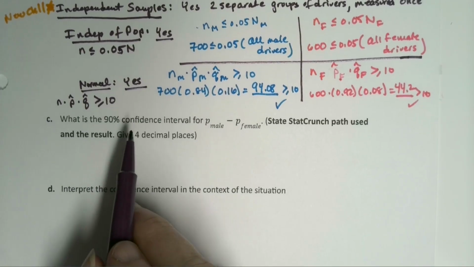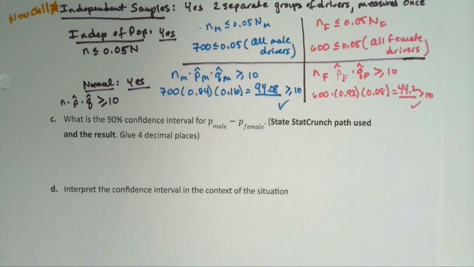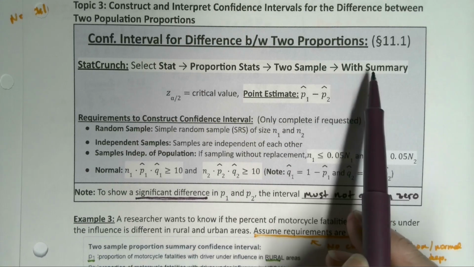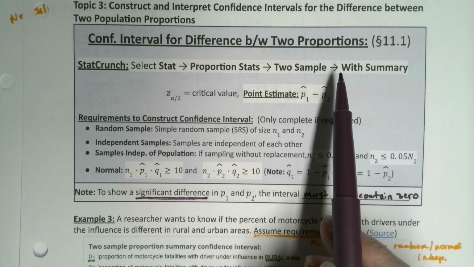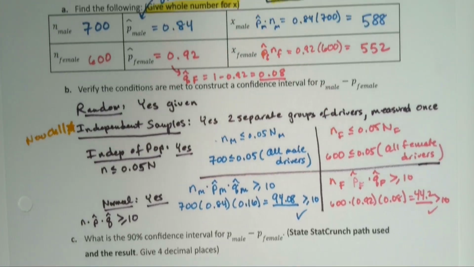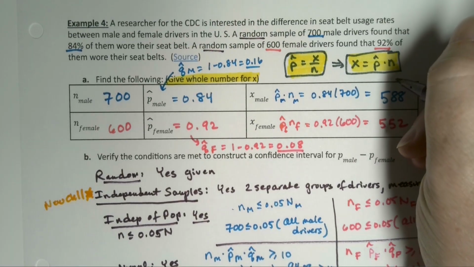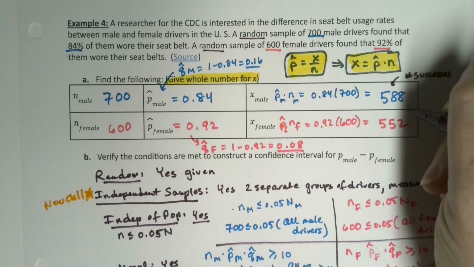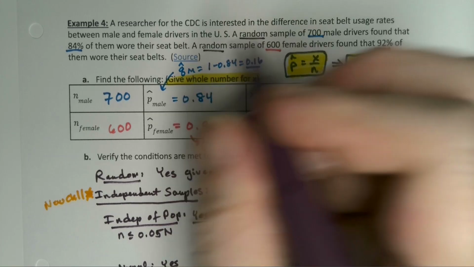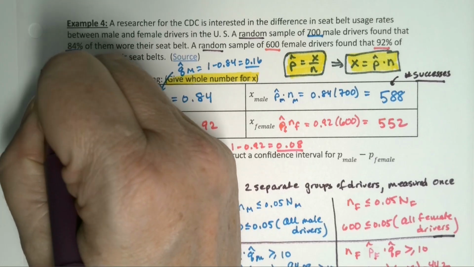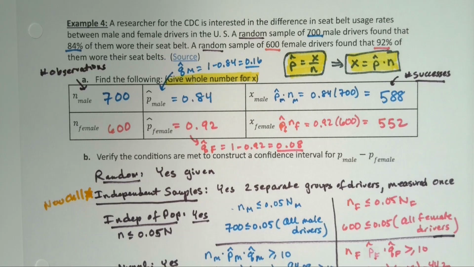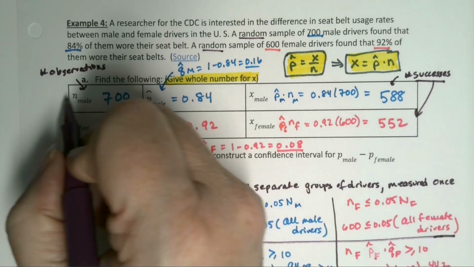So what is this confidence interval? And what's the StatCrunch path we used? Well, the StatCrunch path is not hard to find. It actually says what the StatCrunch path is right here. Stat, proportion stat, two sample with summary. Same as when we run a hypothesis test. Okay, but when we put them in, we're going to need to put in the number of successes. I'm just going to label these up here. This is x. X is the number of successes, and n is the number of observations. So when we go into StatCrunch and it asks for those, that's what it's looking for. Technically both of these.